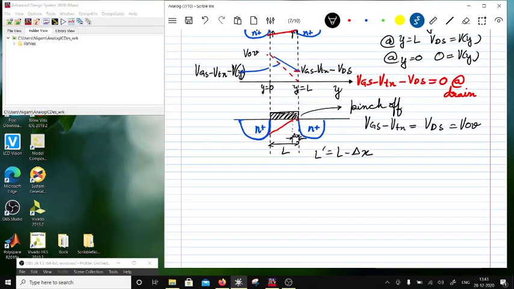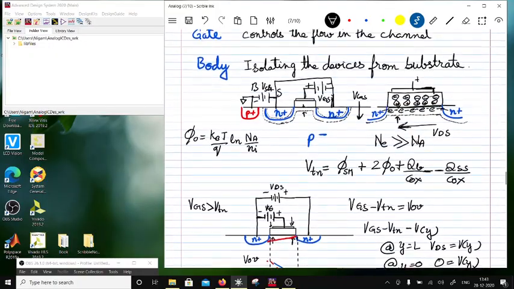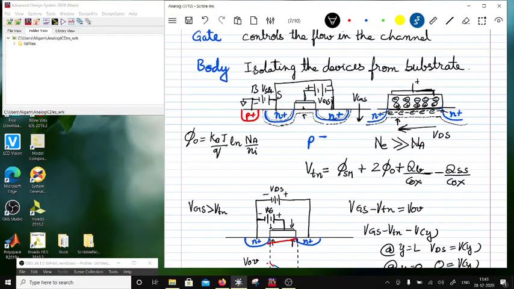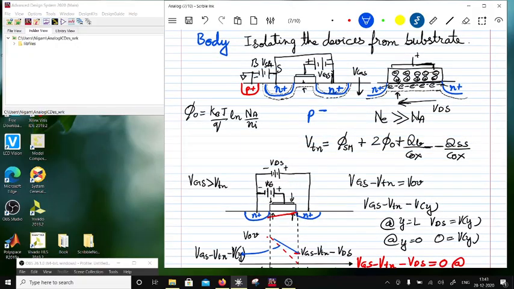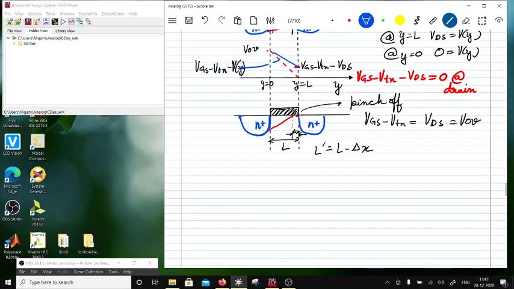Now up till now what we have done is we have figured out when the channel is formed. So when VGS is greater than the threshold voltage VTN. So we have done threshold voltage, okay, and this threshold voltage is this quantity. Next we are going to look at the current.